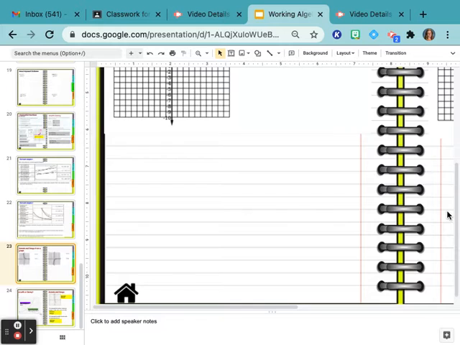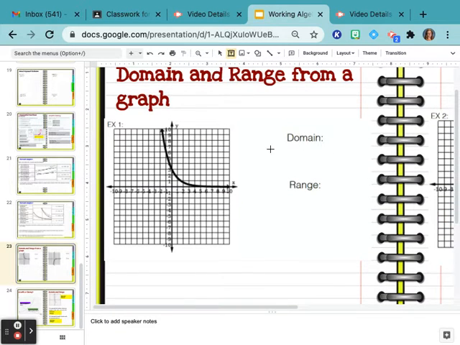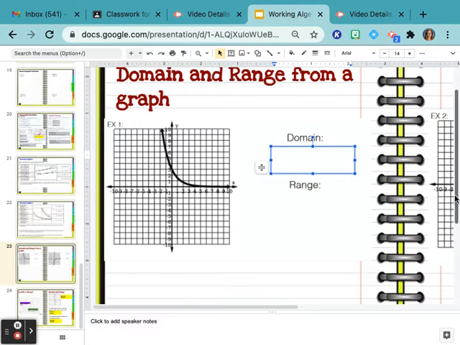So slide 23, we need to create a little text box here so we can put our domain in there. For this one, because it has arrows, it's going on and on to infinity. So our domain is all real numbers. We can also write it as an inequality. So sometimes you're asked for a word description, which would be all real numbers. Other times you're asked for the inequality.